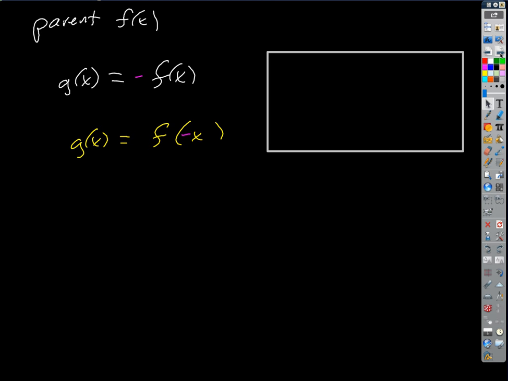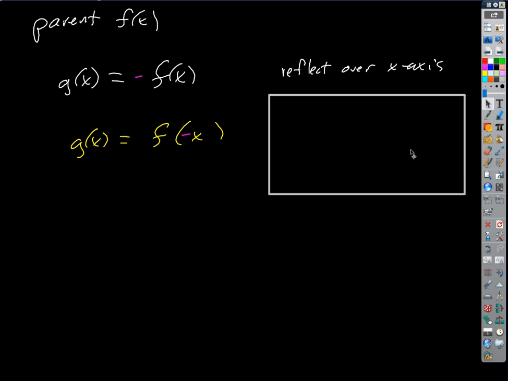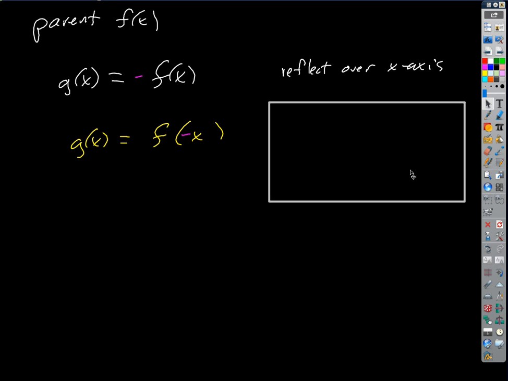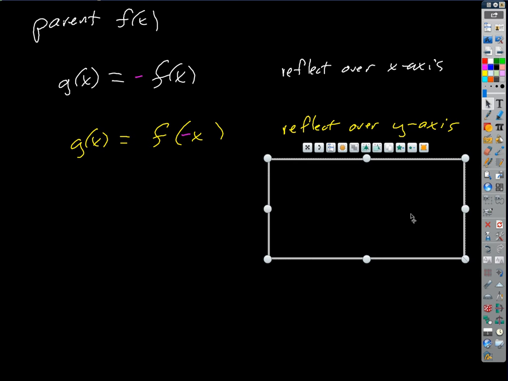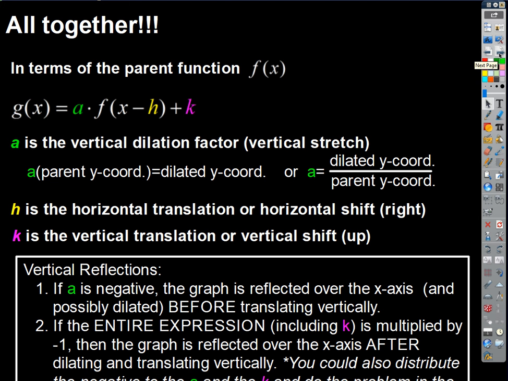What does it do? How does it reflect a function if I multiply outside the whole thing by -1? Over the x-axis is correct. What about if I multiply just the x inside by -1? Over the y-axis. Okay, good. So today we want to look at all this stuff combined, if we're doing some combination of everything we've talked about for transformations.